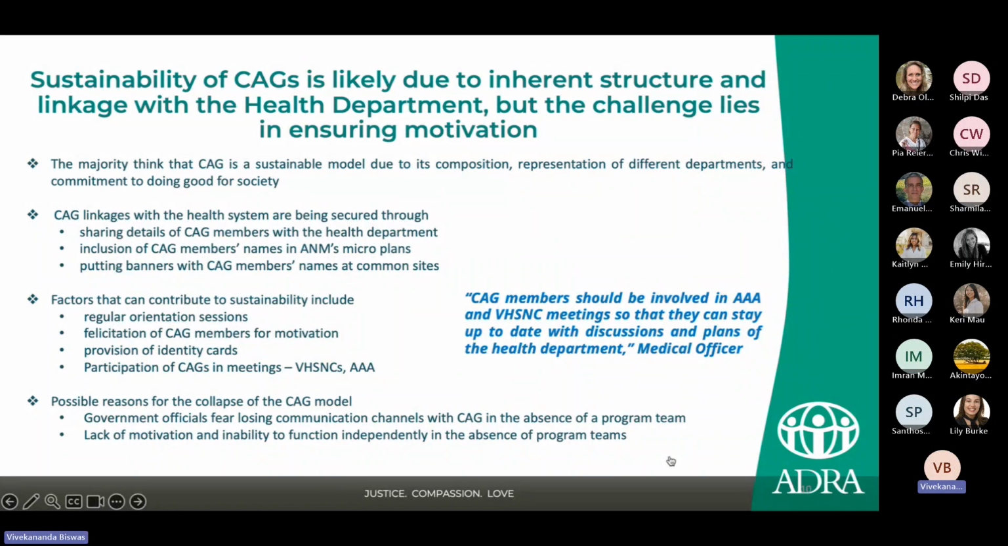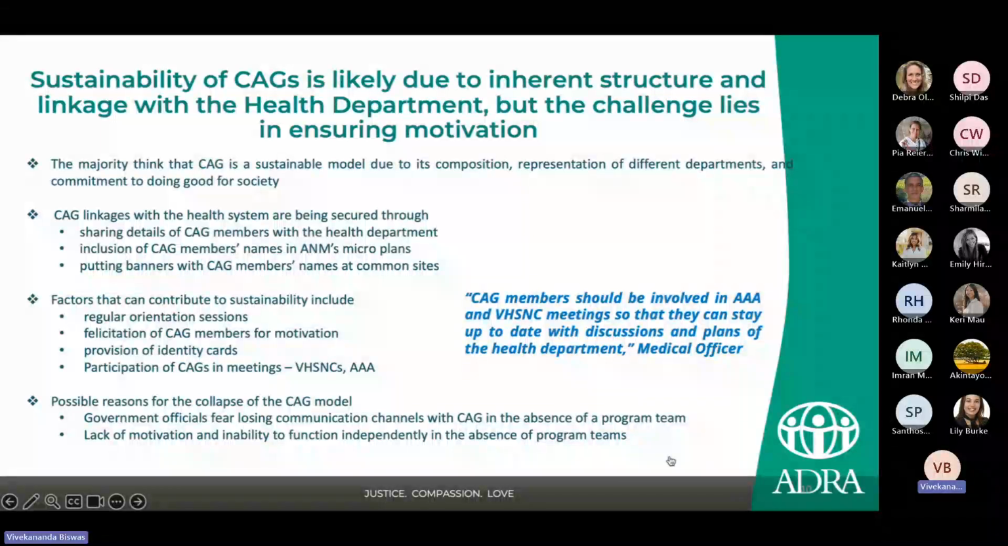Then felicitation of CAG members is another component, because these CAG members are not getting any monetary support; they are providing their support voluntarily. So this is purely volunteer service. And one of our challenges was that so far we have heard that volunteerism does not work, but we are proudly saying that through this study, probably we can change that perception, because we have seen that volunteerism is working now.